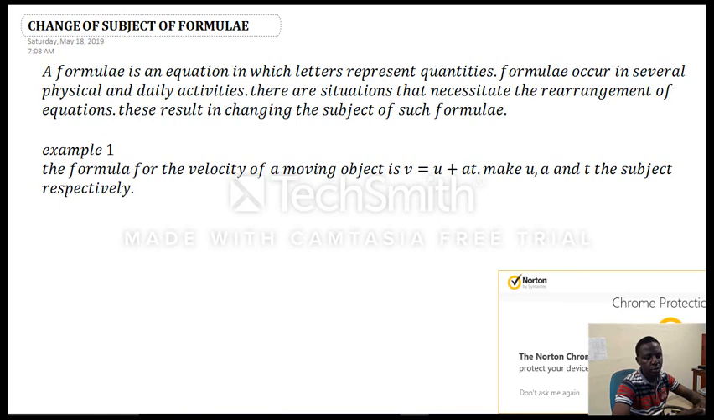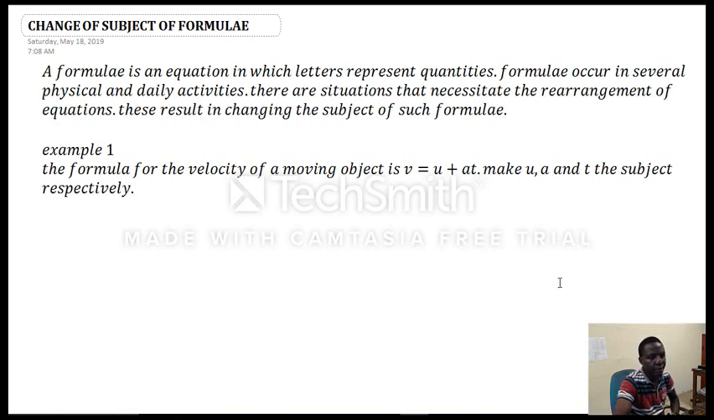In today's class, we'll be looking at simple equations. And in simple equations, we'll be looking at the change of subject of formulae. Let's define a formula or a formulae. A formulae is an equation in which letters represent quantities. Formulae occur in several physical and daily activities. There are situations that necessitate the rearrangement of equations. These result in change of subject of formula.